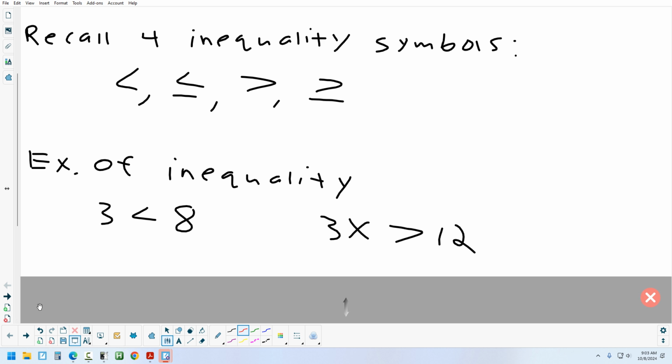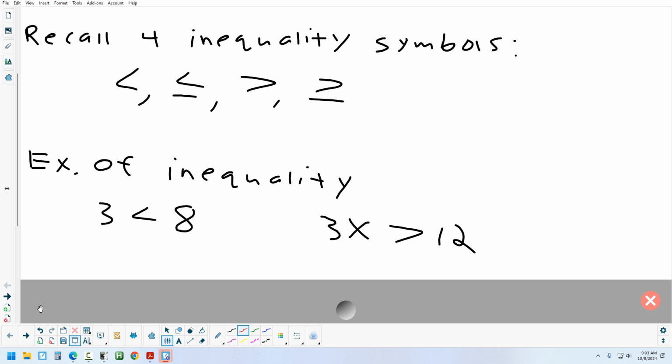Okay. There's an example of an inequality. There's two, actually. The one on the left is just a true statement. 3 is less than 8. The one on the right is a conditional inequality. It could be true if you pick the right value for x. But unlike an equation, there's a lot of numbers here that would make this true. Because all you have to do is find 3 times something that's bigger than 12.